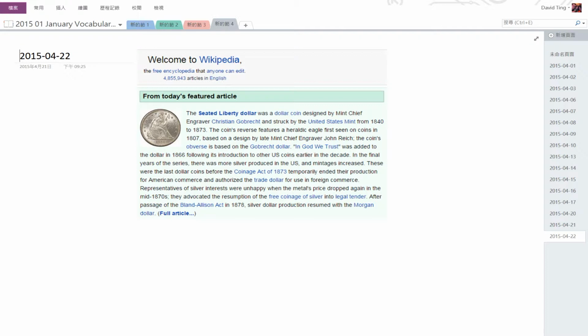Okay, let's go for the second vocabulary of the day. Obverse. Obverse. Obverse. Definition of obverse in English.